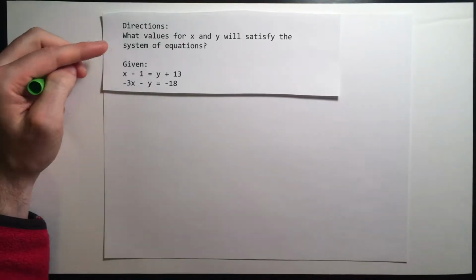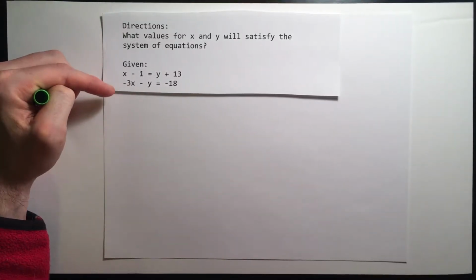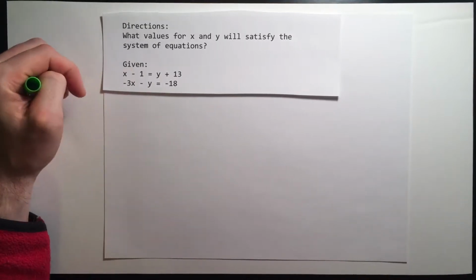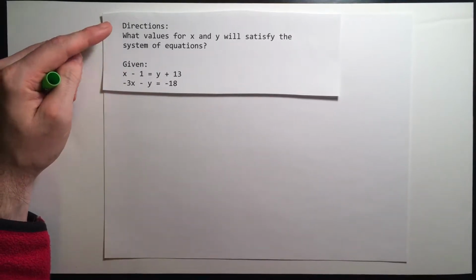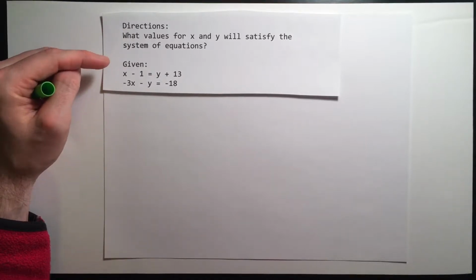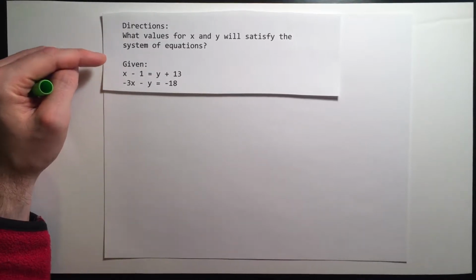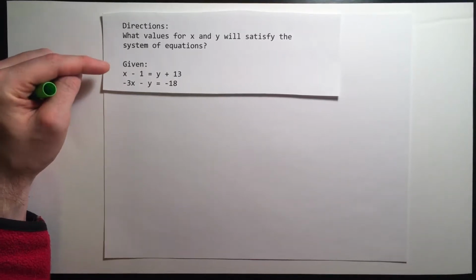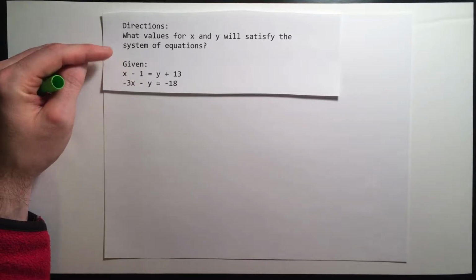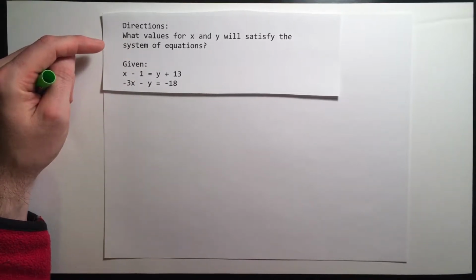A system of equations just means that you have two or more equations. So here we have two equations. We can call that a system of equations. Values for x and y that satisfy the system just means what number could I plug in for x and what other number could I plug in for y, that if I did that, the left side of this equation, something minus 1, equals the right side, something plus 13.